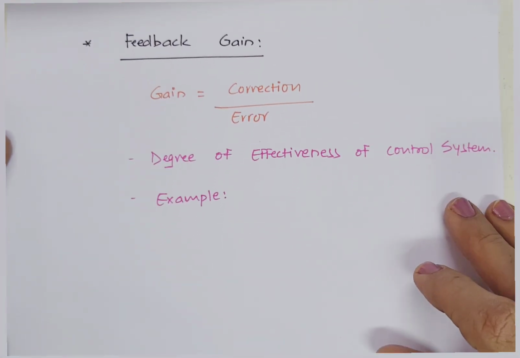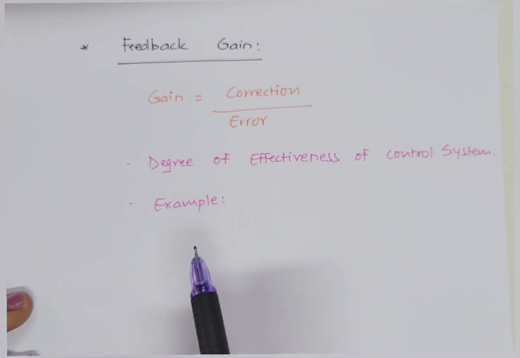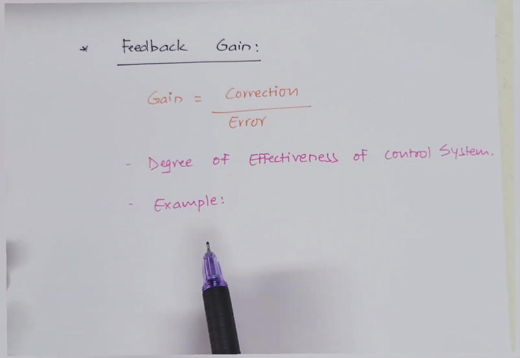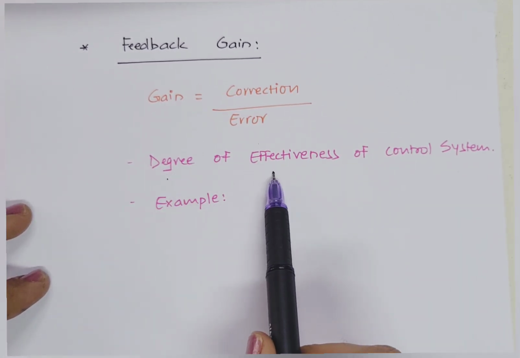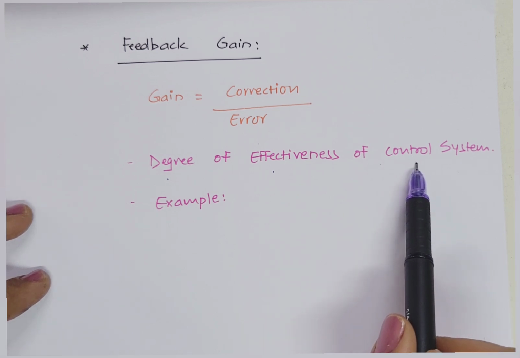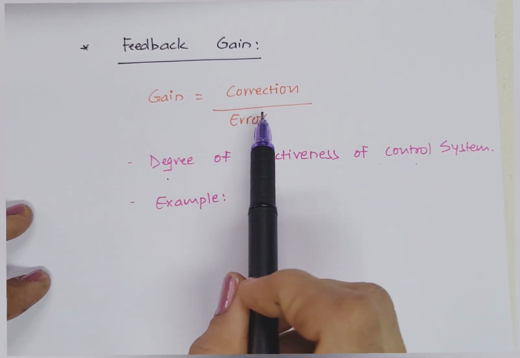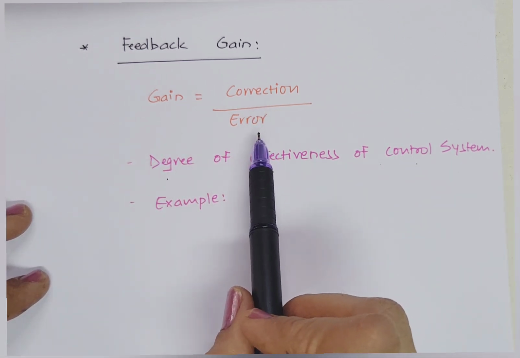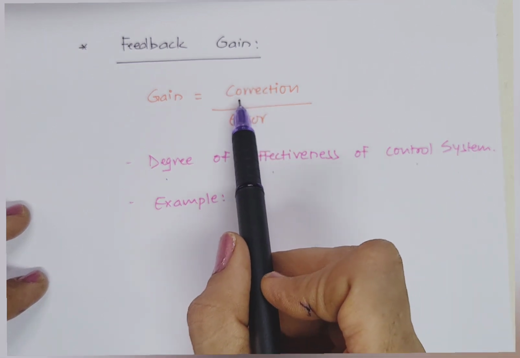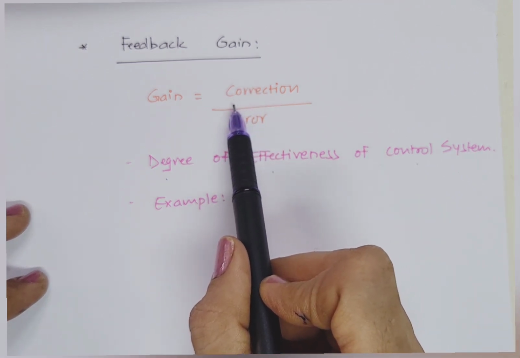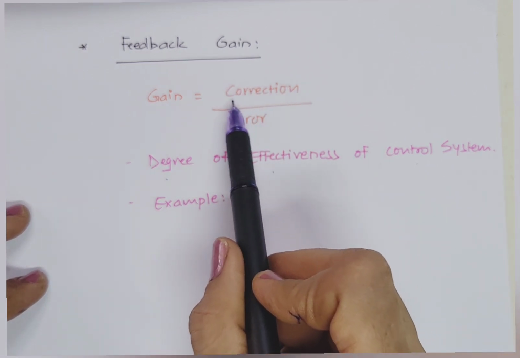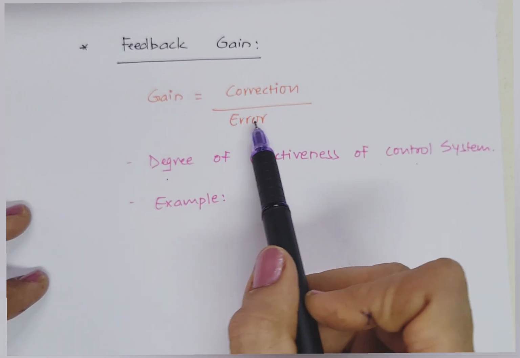One more important topic here is feedback gain. Feedback gain means the degree of effectiveness of the control mechanism. It is calculated by the formula: correction upon error. It means when our feedback system is working, how much correction it causes and how much error is left.